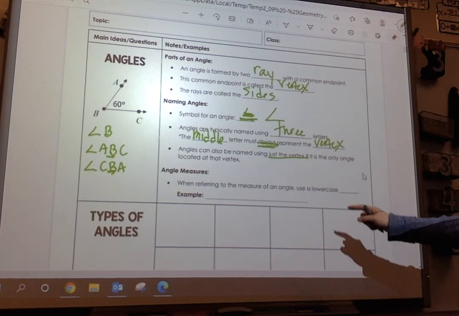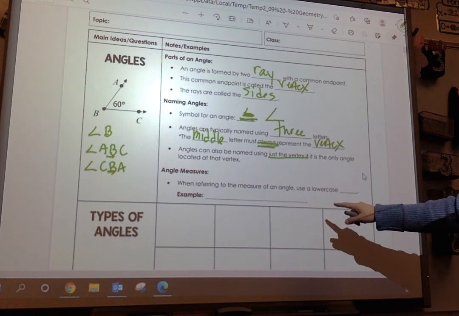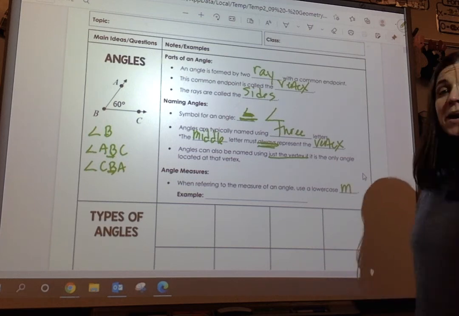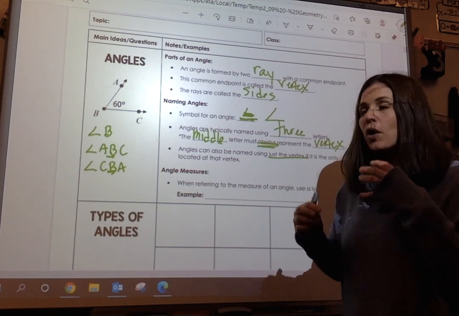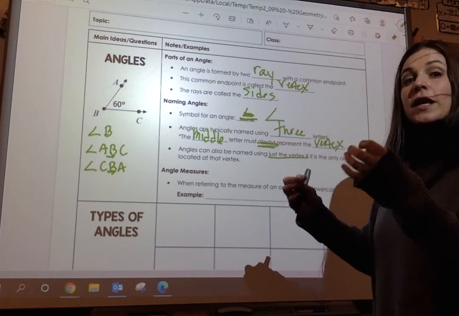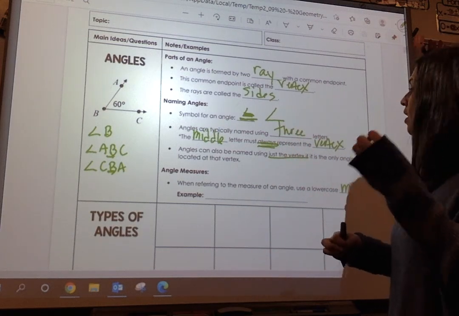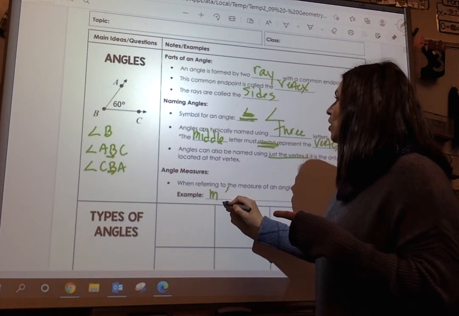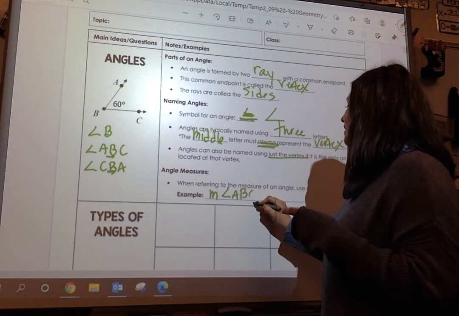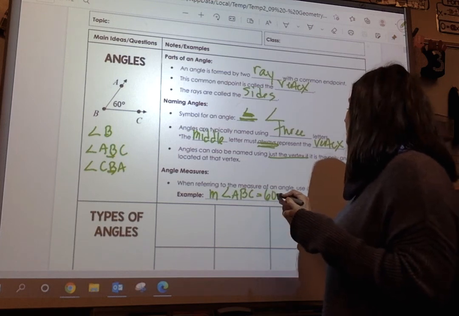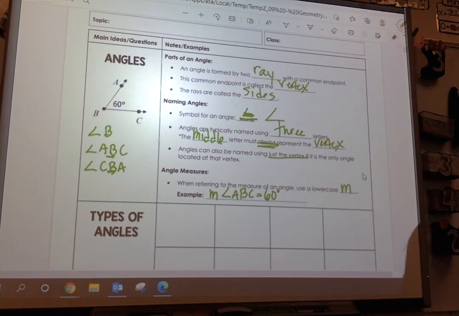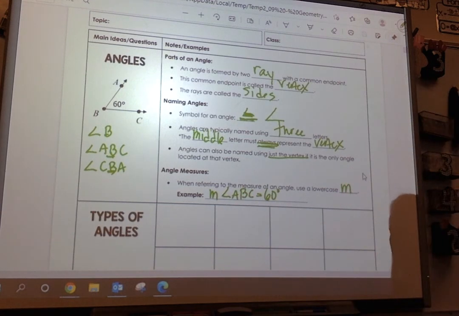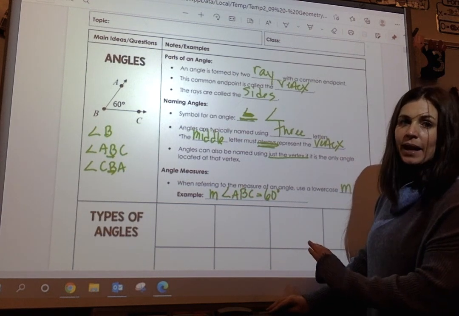So when referring to the measure of an angle, we always use a lowercase m to represent the measurement. So m is like the math part. It's, quantitatively, how much does that angle represent? So if I looked at this one, I would say the measure of angle ABC is equal to 60 degrees, because m stands for measurement. The measurement of angle ABC is 60 degrees. So that's just how we name the angles.